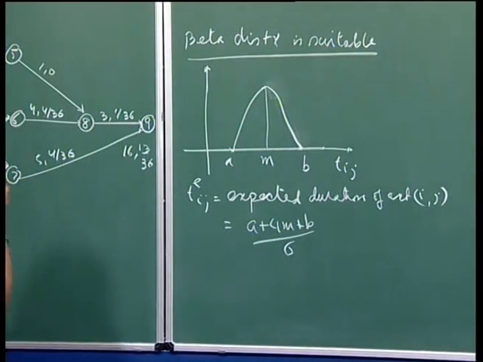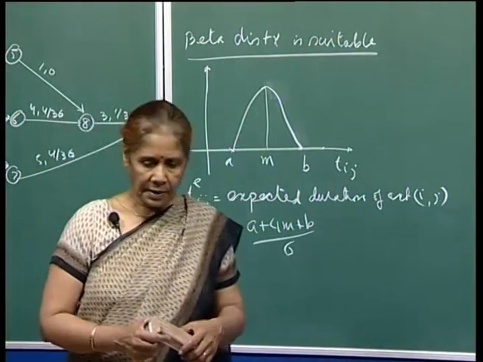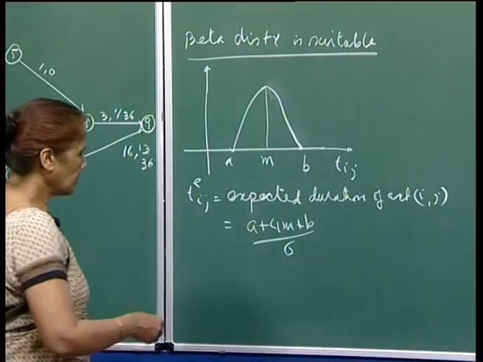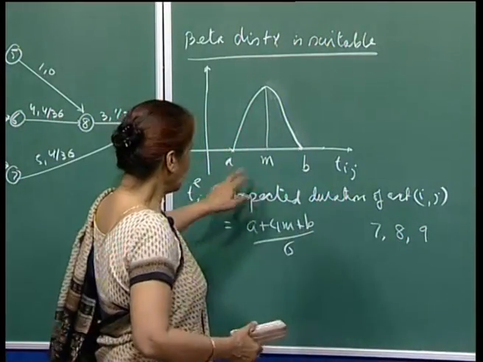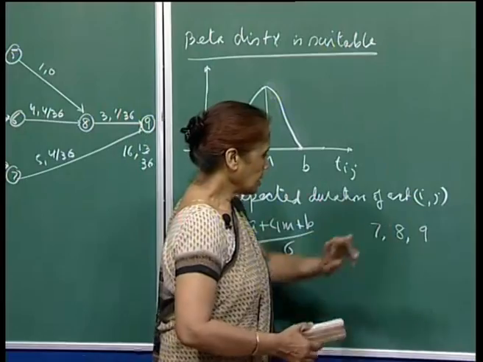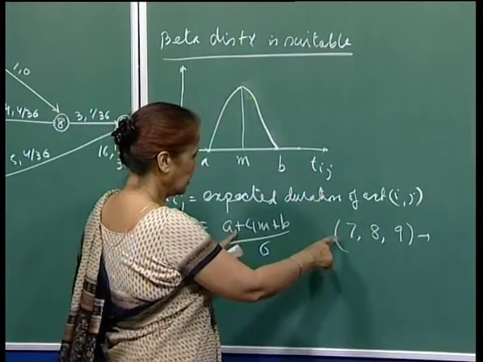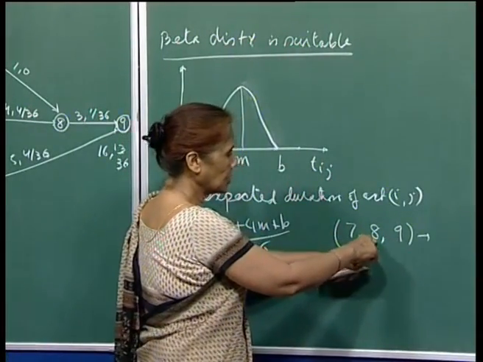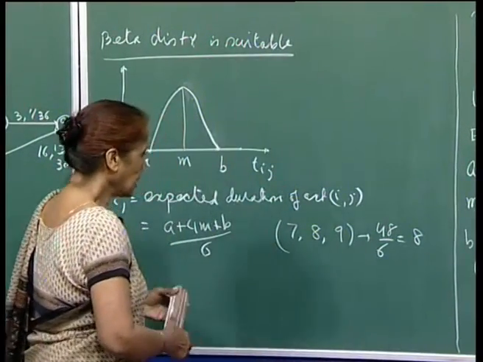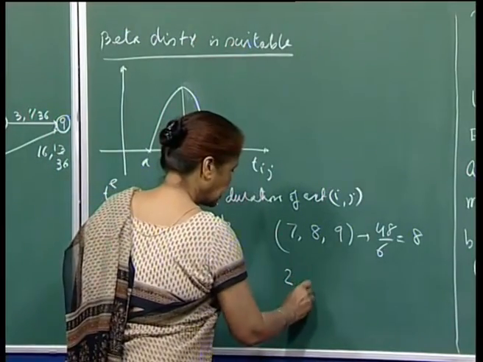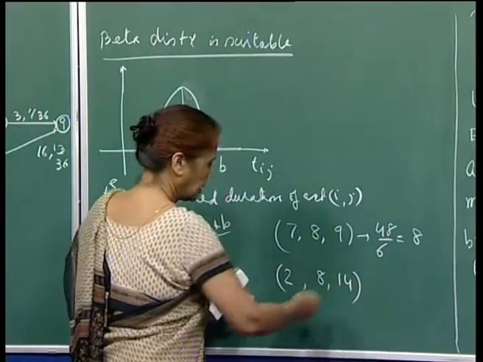Now, see what happens is that this is not enough, because if you have simply just the expected duration of an activity, let me give you numbers. Say, for example, if you look at the numbers 7, 8 and 9, that means a is 7, m is 8 and b is 9, then the expected duration according to this formula would be 7 plus 9 is 16, 16 plus 32 is 48. So, 48 divided by 6 will be 8. But if you take the numbers, let us say 2, 8 and 14, and I can make the spread even bigger, I have just chosen this.